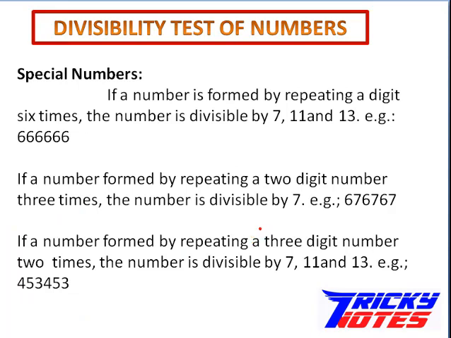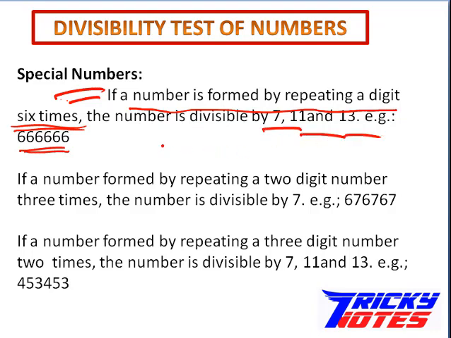Now, as I was telling you, at the end I will tell you something for the special numbers. Now here comes the special number. If a number is formed by repeating a digit 6 times, any number, here I have taken as an example 6, 6, 6, 6, 6, 6, the number is divisible by 7, 11 and 13. Any number, if I take 4, 4, 4, 4, 4, 4, six fours, the number is divisible by 7, 11 and 13. This is number 1. You can check any number.